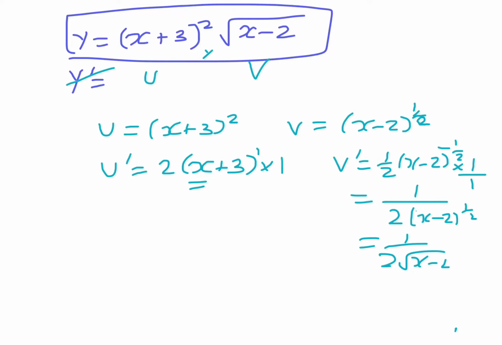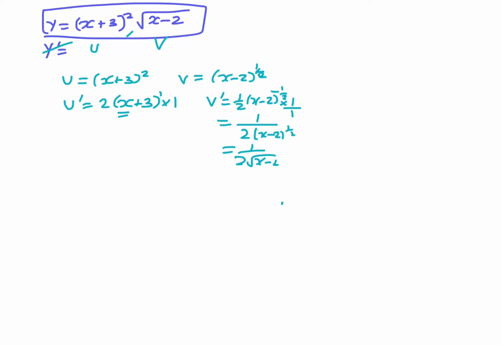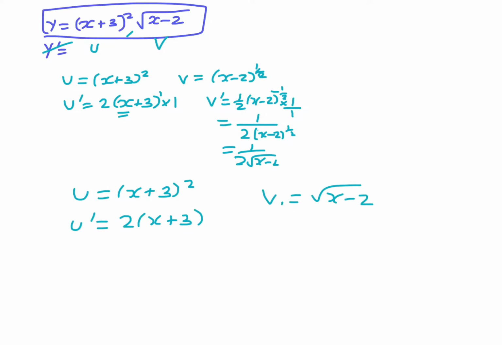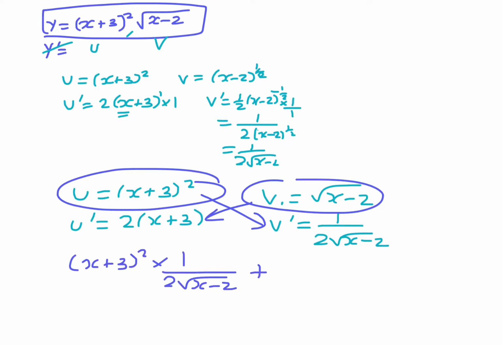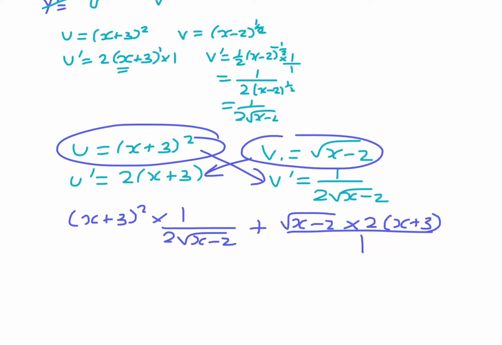So let's just rewrite it so it's a little bit nicer and neater. u is (x + 3) squared, u dash is 2(x + 3). v is root (x − 2), just put it back into root form, and v dash is 1 over 2 root (x − 2). Okay, so you go u times v dash, and then v times u dash. So u is this one, times v dash, which is this one, plus v, which is (x − 2), times 2(x + 3). So we put it over 1.